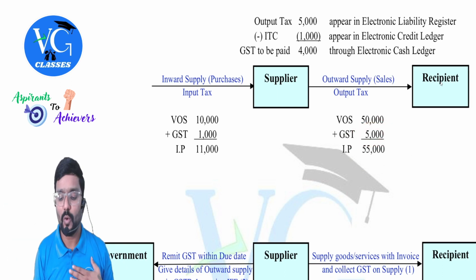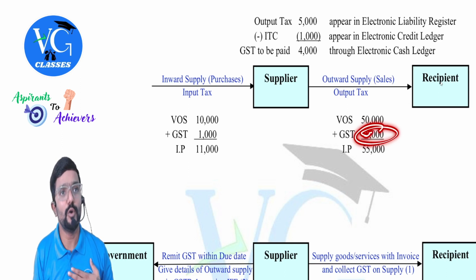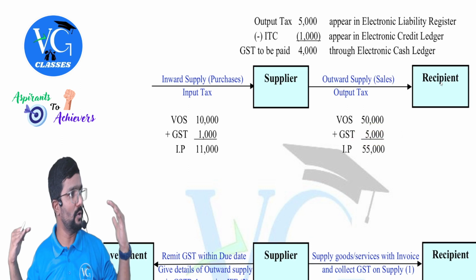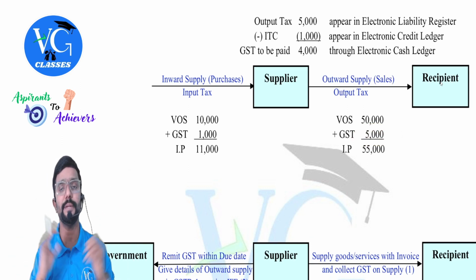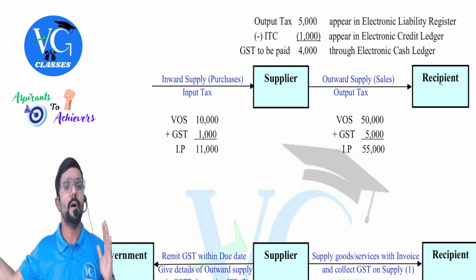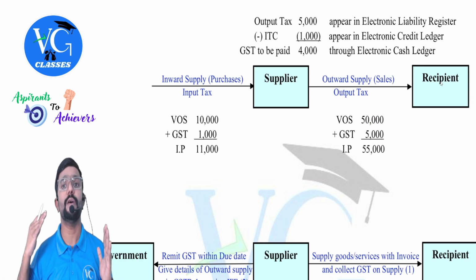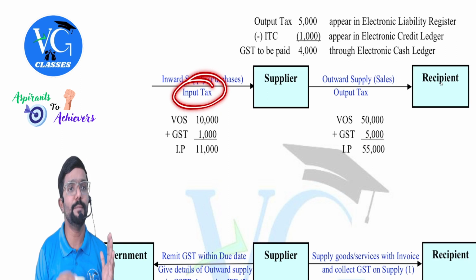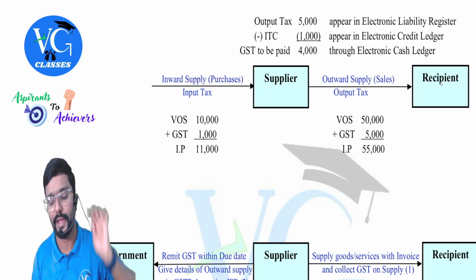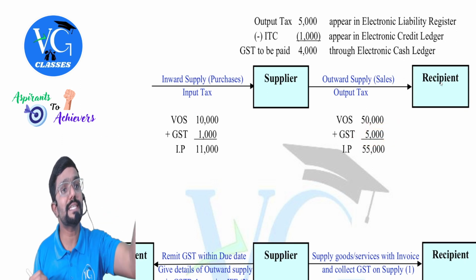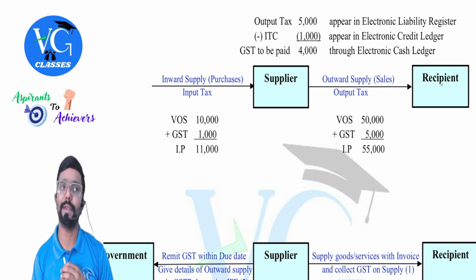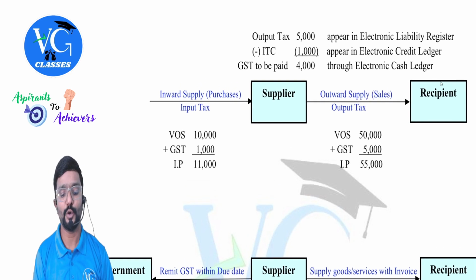For my outward supply, what I am liable to pay is called output tax. This is my inward supply and this is my outward supply. On my inward supply, how much tax did I pay? 1,000, which is called input tax. And on my outward supply, how much tax am I liable to pay? 5,000. How much did I collect from you? 5,000. But should I deposit the entire 5,000 to the government? No, sir. Why? I will show it on the top.